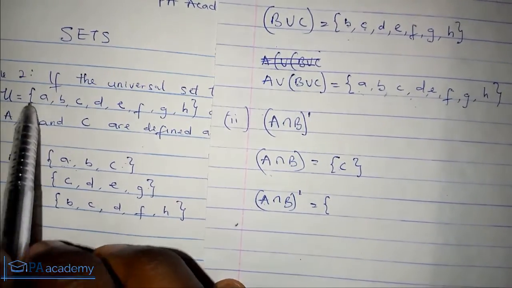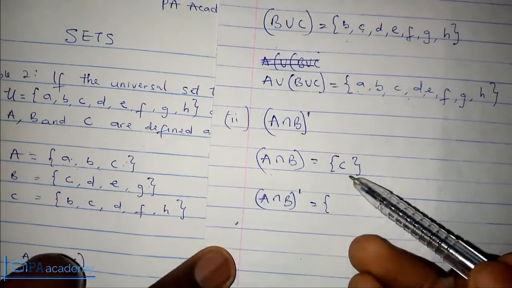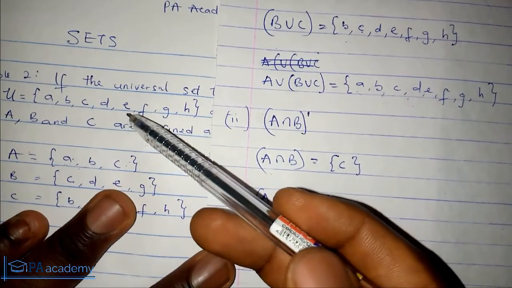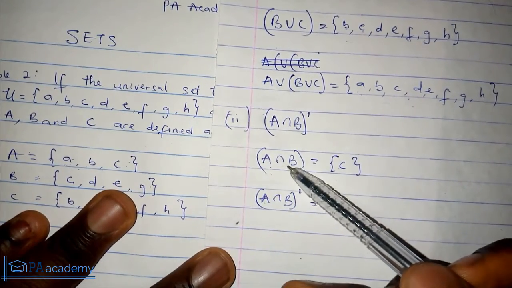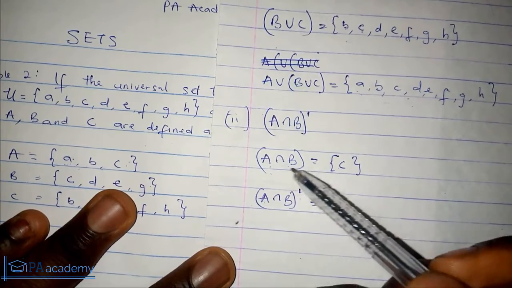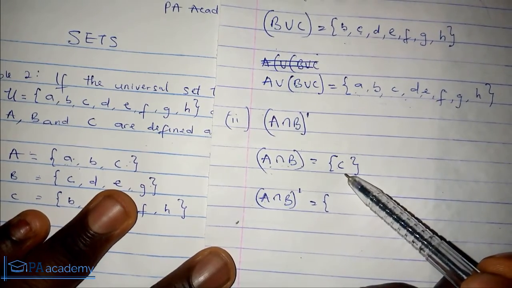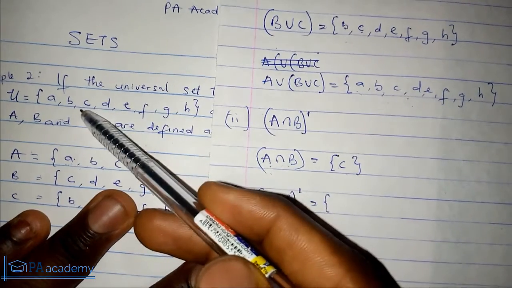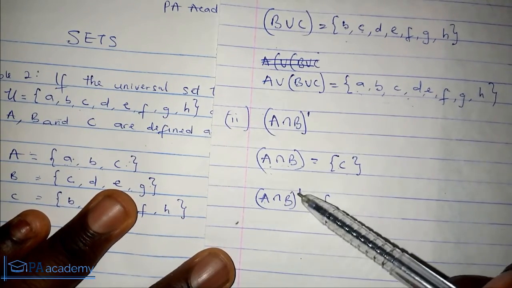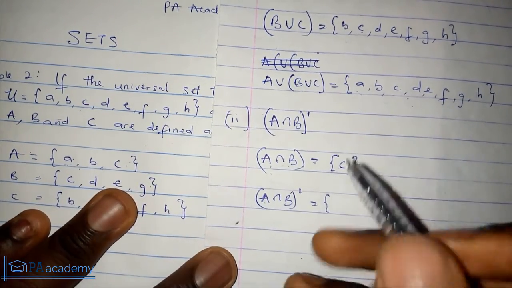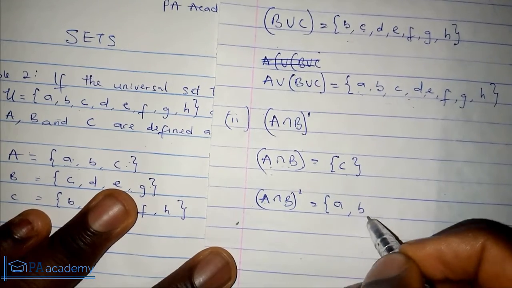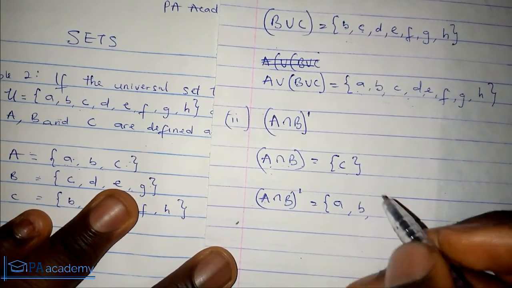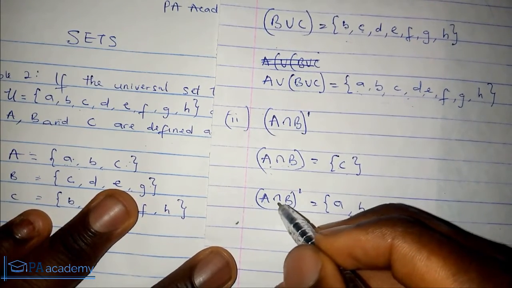So this is the universal set. What we are going to look at is the element in the universal set that is not in A intersection B, and the only element in A intersection B is C. So any other element in the universal set apart from C will give us our A intersection B prime, and that will be A, B. This time we are not going to be having C, because C is already there in A intersection B.